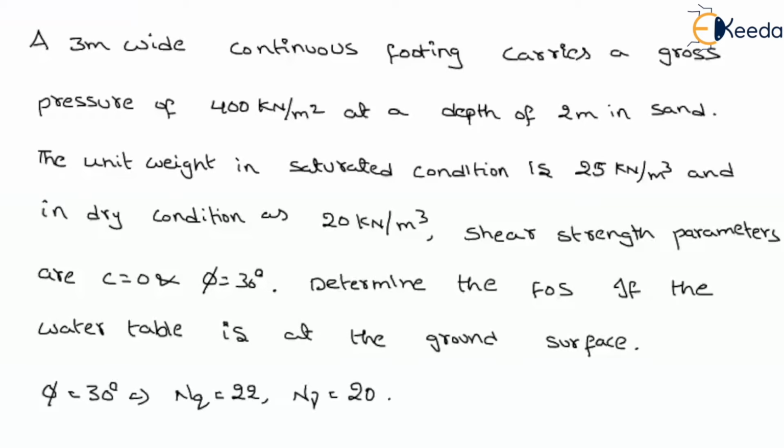What they're asking: determine the factor of safety if the water table is at the ground surface. Hope you understand the question. There is a footing, width is given, depth of the footing is also given, soil properties also given. From that you can find out the bearing capacity of the foundation. They have given how much load is acting on the footing, so just find the ratio of those two. That is nothing but the factor of safety.